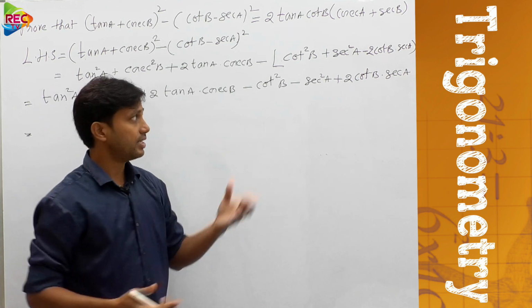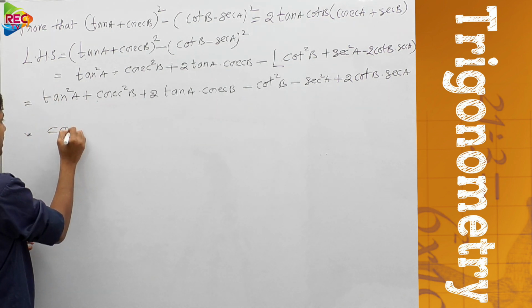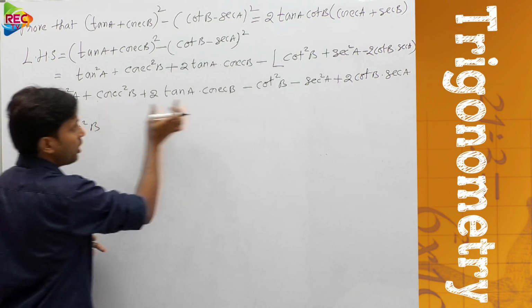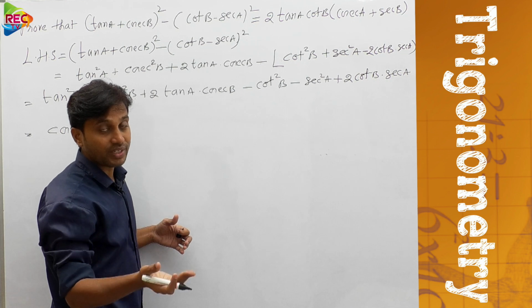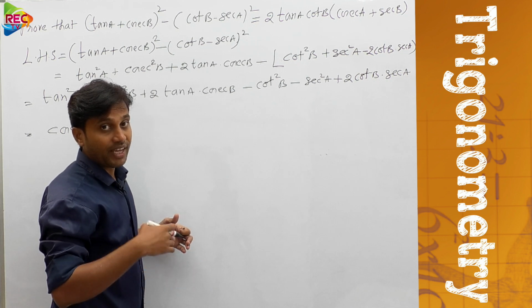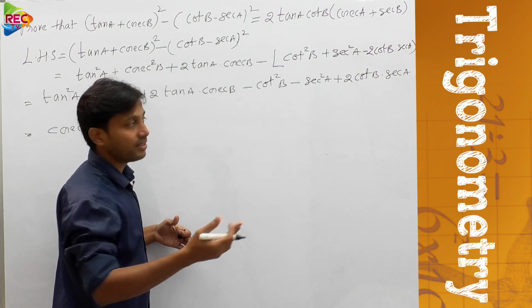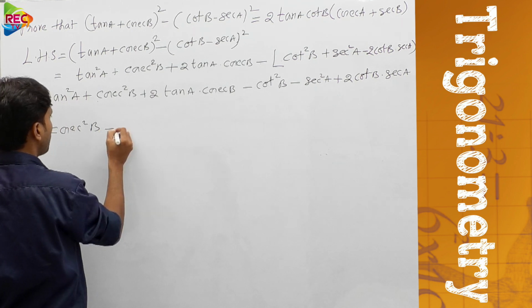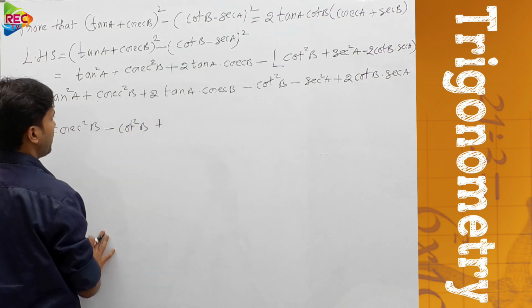How is it possible? For example, cosec² B is given, and cot² B is also given, because cosec² θ − cot² θ = 1. So when we choose cosec² θ, we need to choose cot² θ beside that. Group this with cot² B. The minus symbol is there, minus cot² B.